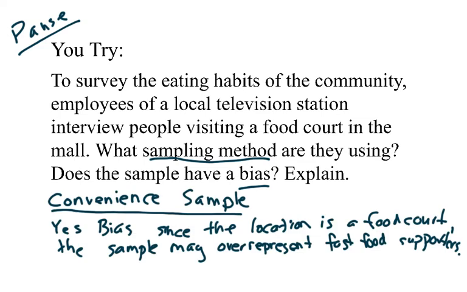So this is a convenience sample. Is there bias? Yes, there's probably bias because we're talking about eating habits at a food court. Since our location is a food court, the sample may overrepresent fast food supporters.